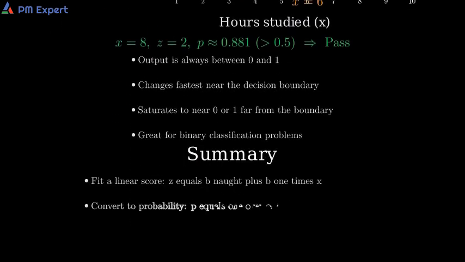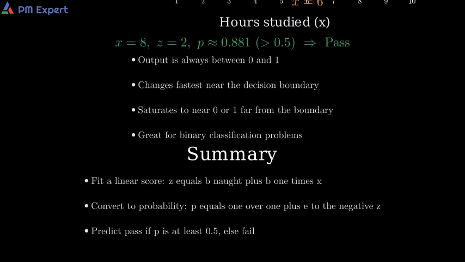To summarize, logistic regression maps inputs through a line, then through a sigmoid to give a probability. With a threshold like 0.5, we convert that probability into a decision.